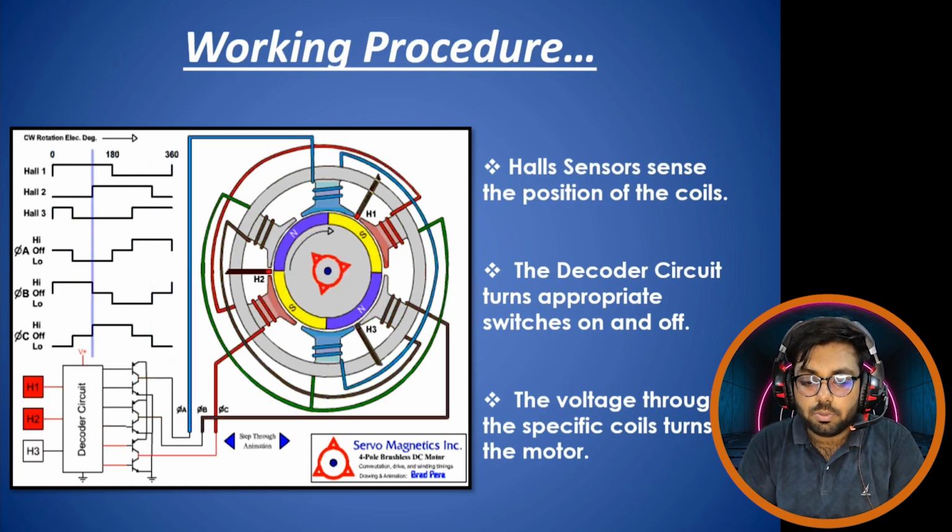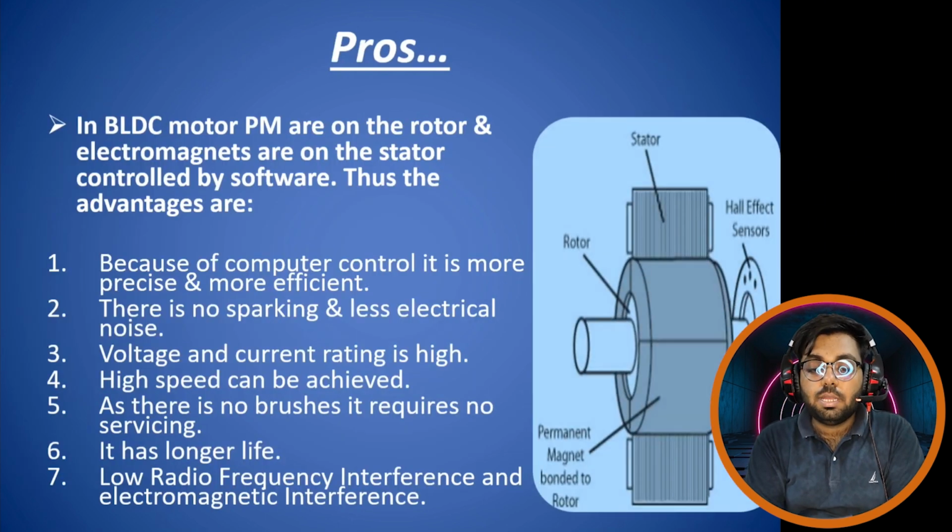Pros. BLDC motors offer several advantages since permanent magnets are on the rotor and electromagnets are on the stator, controlled by software. They are more precise and efficient. There is no sparking, resulting in less electrical noise. They have high voltage and current ratings and can achieve high speeds. With no brushes, there is no need for servicing, leading to a longer lifespan. They also produce low frequency electromagnetic interference.